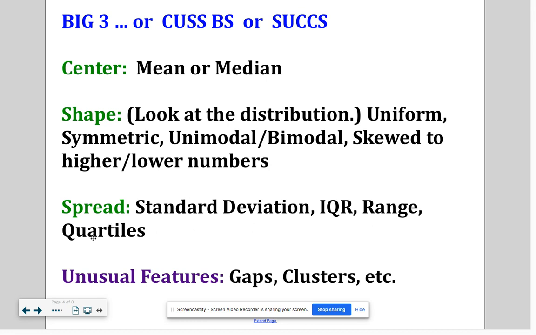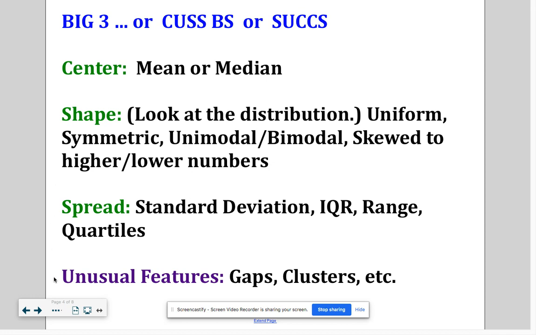You can talk about individual quartiles, like, oh, the first quartile is really spread out, while the third quartile is not. So when you do a problem, you definitely need to hit these three: center, shape, and spread. When you do an AP statistics problem, those are the three things they're looking for, and that's what you're going to get graded on, is those three things.